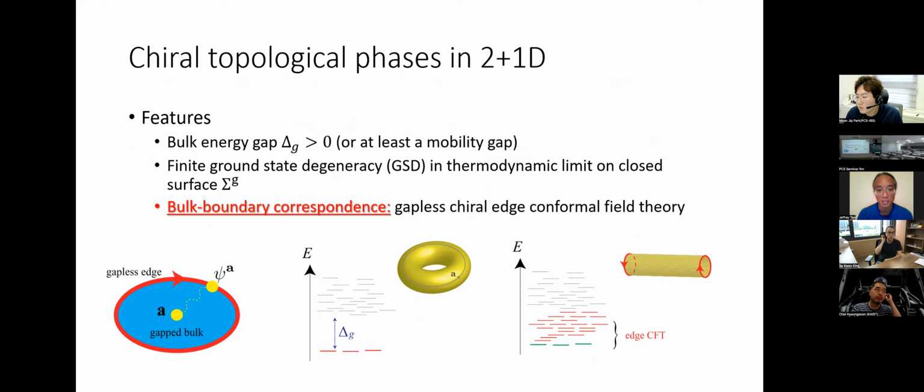What it means is that if we focus on the diagram below in the middle, or numerically, if we compactify the model on a closed surface without boundary, there must be a bulk energy gap that separates the ground state. In this diagram, the lowest 3 levels are the ground state, and above which there is a finite energy gap of delta G that separates the ground state from all the excitation states.